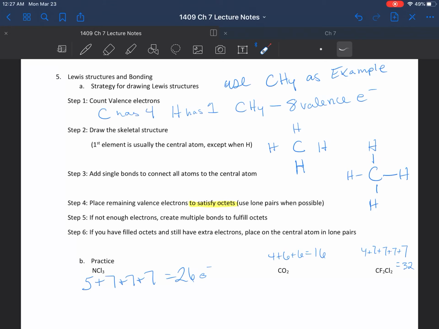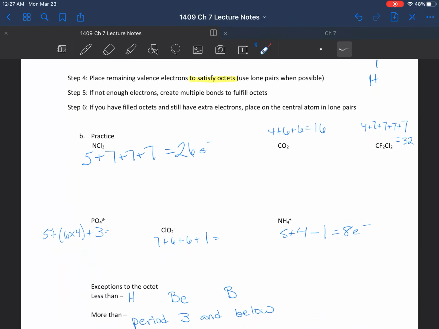If you have more electrons, we will deal with that in one of our practice problems. We will see what to do if we don't have enough electrons using step 5, and we will see what to do if we have too many electrons in step 6. We will see all of those being used in our practice problems. So let's get started on some practice problems.